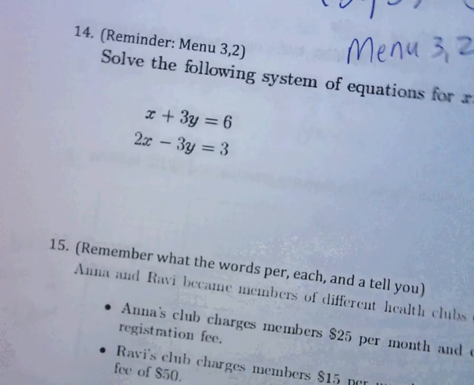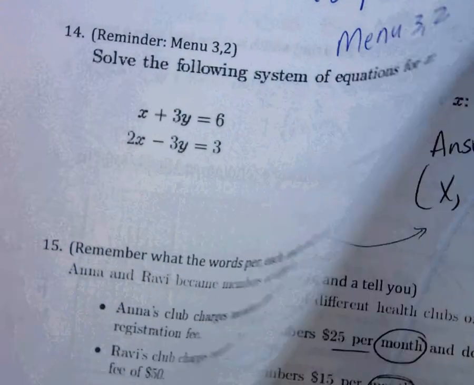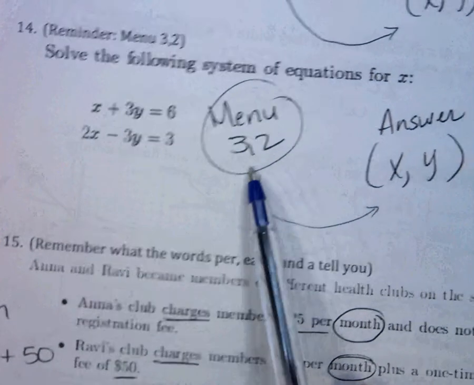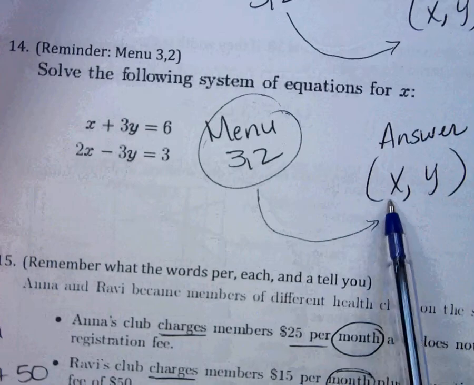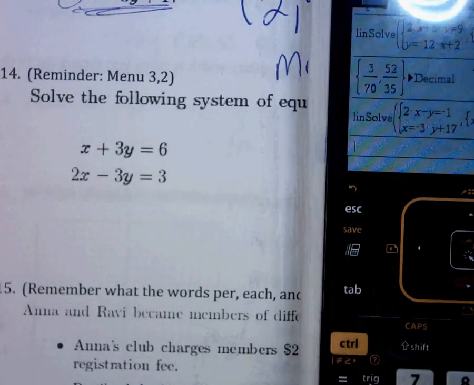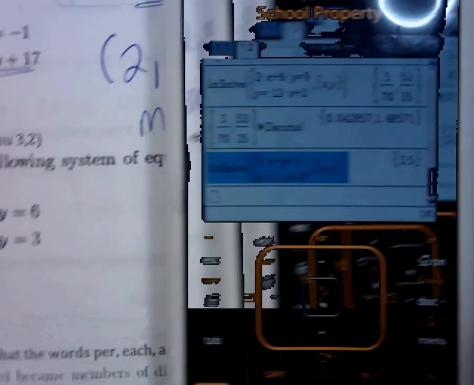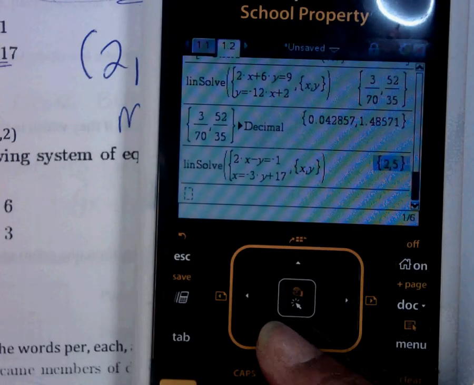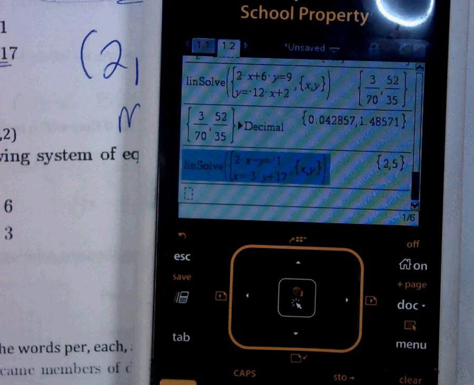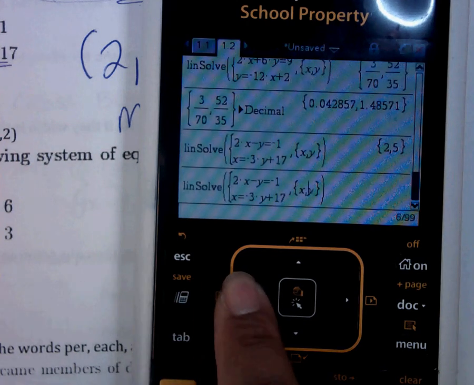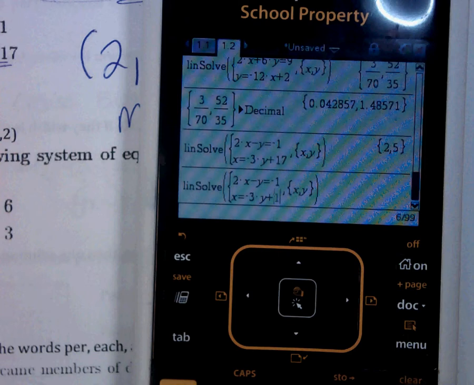Number 14, we're going to do the same thing. And since the answers are already in this packet, I'm going to peek and look at number 14. It says use menu 3.2. I did not give you the answer. So let's go ahead and do that again. I'm going to go up here and steal that, arrow up, press enter, bring it down. I don't want to do menu 3.2 again. I don't want to go and type it in, so I'm just going to borrow from what I've already done and just restructure the problem.